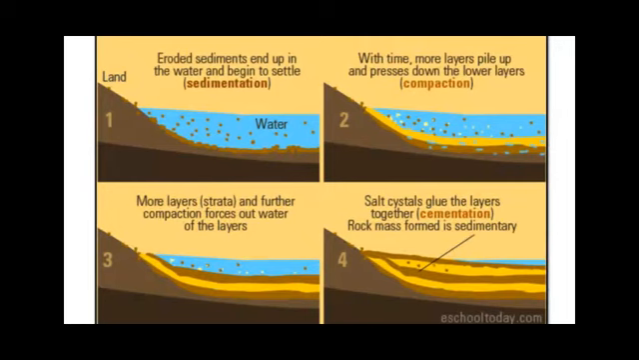Let's recap our learning by using this illustration. In the first picture, you can see that eroded sediments end up in the water and begin to settle. Then with time, more layers pile up and press down the lower layers. It helps in compaction. Later, more layers and further compaction force out water from between the layers. And then finally, in the last stage, salt crystals glue the layers together, which is called cementation. And the rock mass formed is sedimentary.